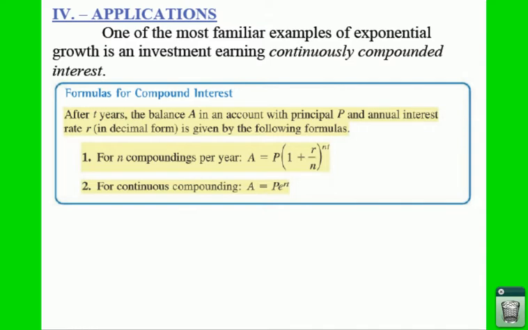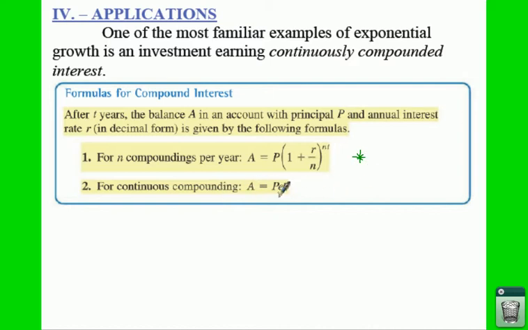Okie dokie. Last thing we need to do is find out where we can use some of this fun exponential growth and decay in some of our real world problems. So here are a couple formulas you need to know. This one, A equals P times (1 plus R over N) to the power of NT, is going to give you the balance if something is compounded N times a year.